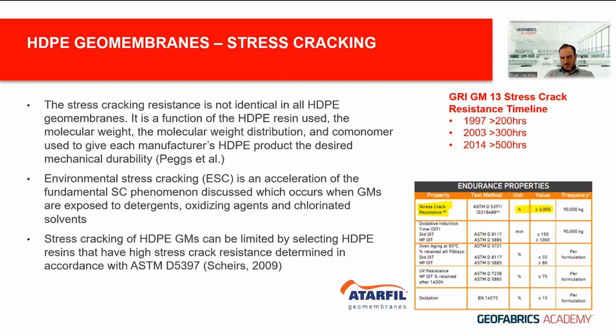So a step on from stress cracking is environmental stress cracking, and that's different to stress cracking. Environmental stress cracking is actually an acceleration of stress cracking, and that's caused by when the membranes are exposed to detergents, oxidizing agents, and chlorinated solvents. So there's a distinction there between stress cracking and environmental stress cracking. So something to be aware of there.